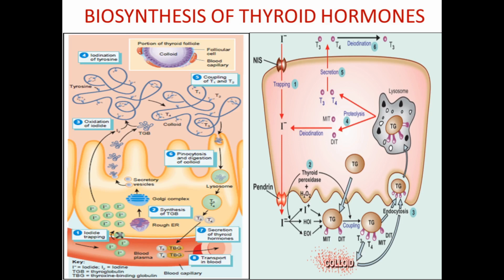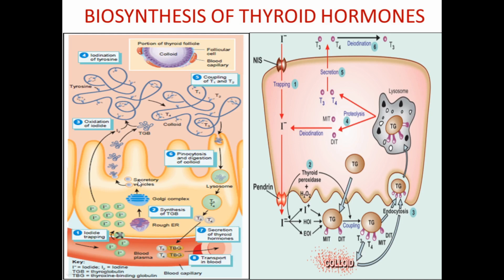Before moving to the anti-thyroid drug, I would like to see the biosynthesis again, because our drug will target this biosynthesis. So we'll revise that step. First step is iodide trapping. Who is trapping that iodide? The protein which is known as sodium iodide symporter. Once iodine enters, the second step will start, which is called synthesis of thyroglobulin.